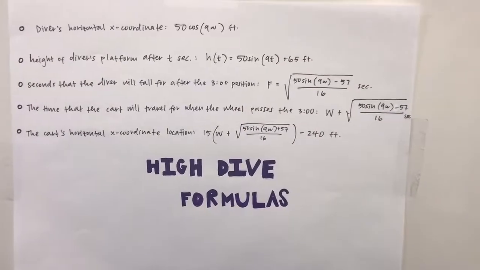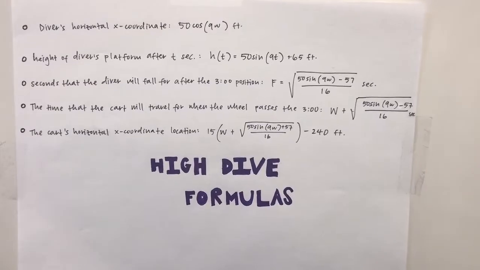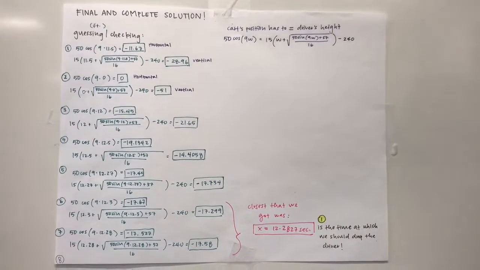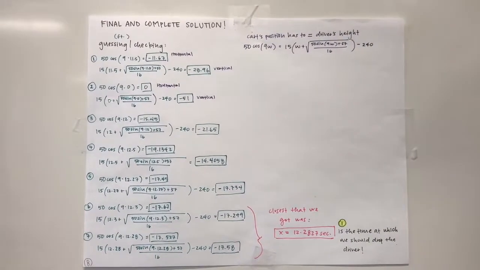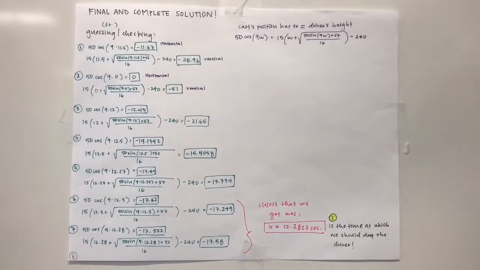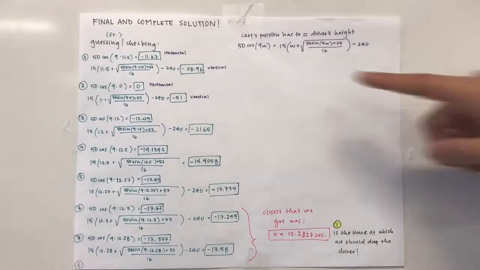Now that we know which formulas are which and what their inputs and outputs each represent, we can solve the unit problem. To solve the time at which we should drop the diver, we had to keep in mind that the cart's position has to equal the diver's height because we want the diver falling inside of the cart, not somewhere else. The way we do this is simple. We set the cart's position equal to the diver's height position equation, as you can see here.